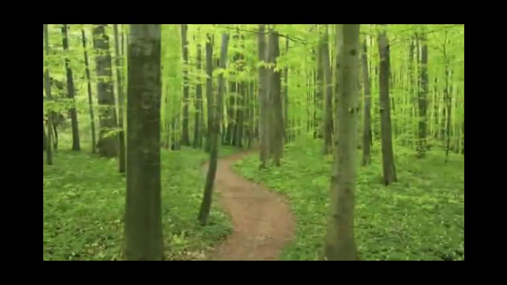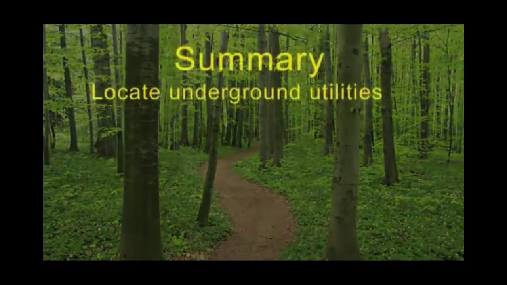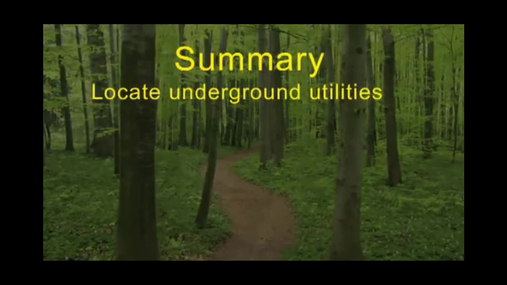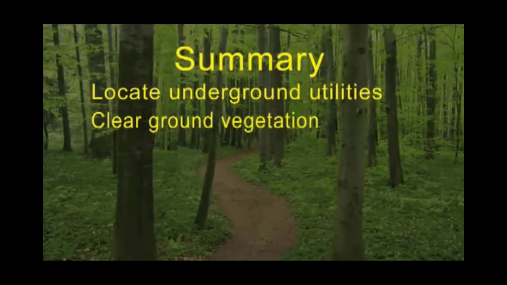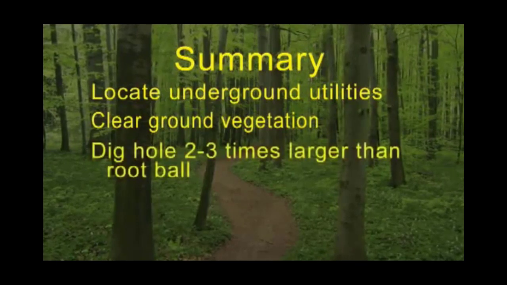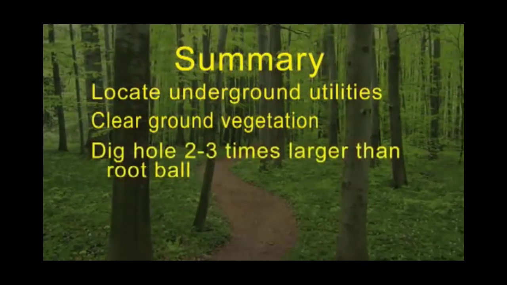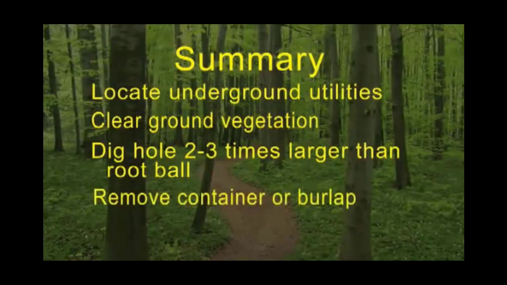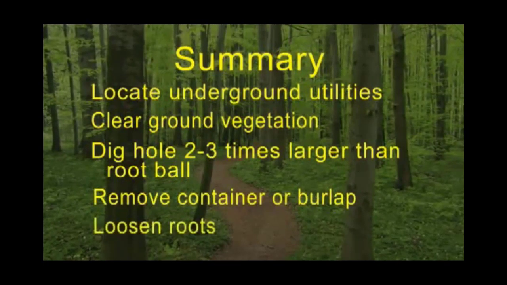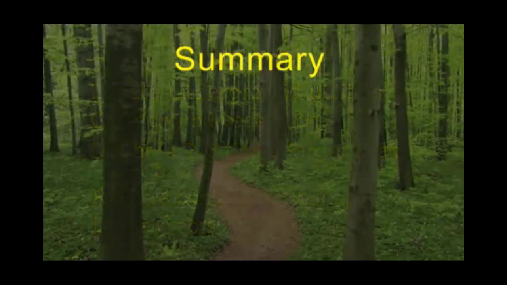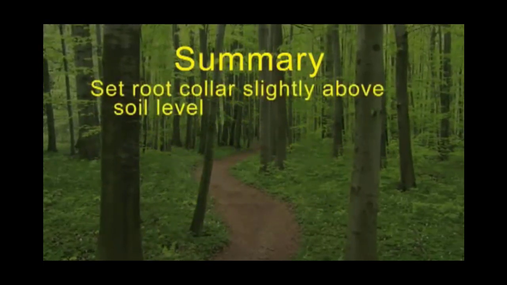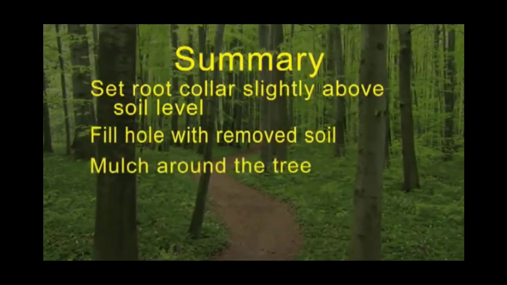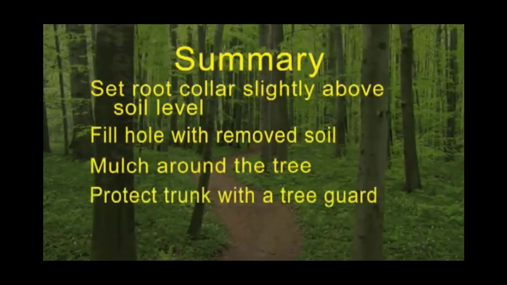To sum up, before you dig, contact your local utility companies to locate and mark any underground utilities. Clear a proper size circle of vegetation. Dig a hole 2 to 3 times larger in diameter than the tree root ball. Remove the container or burlap from the root ball, loosen the roots, and set the tree in the hole with the root collar slightly above soil level. Fill around the root ball, mulch around the tree, and protect the trunk with a tree guard.